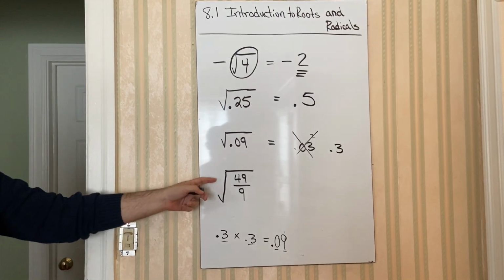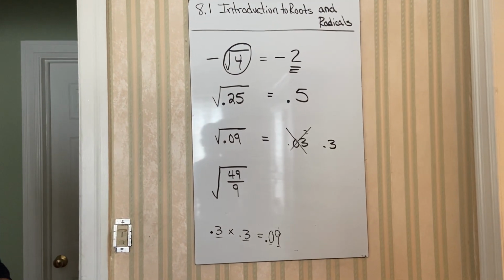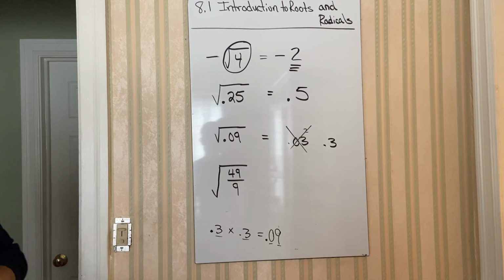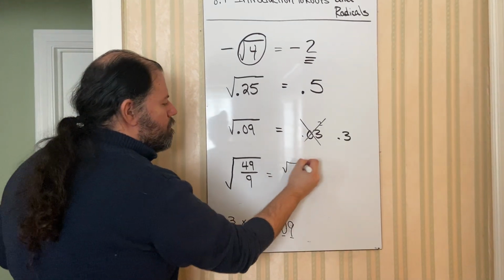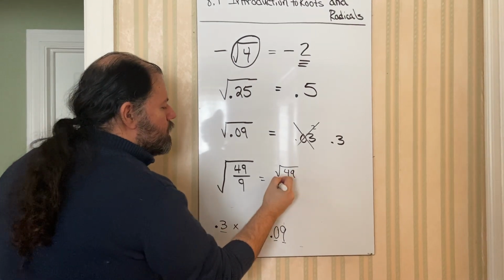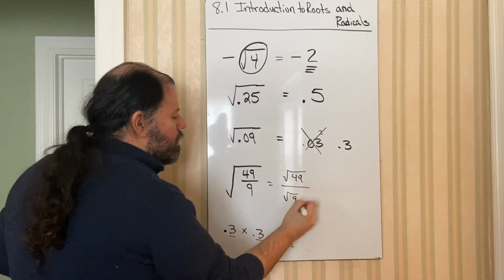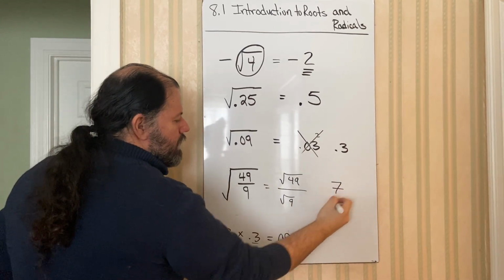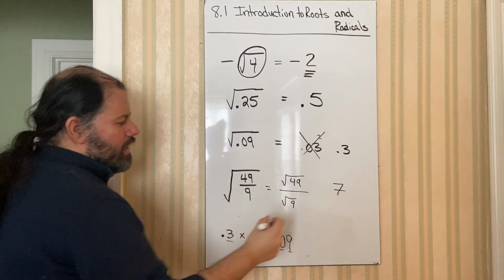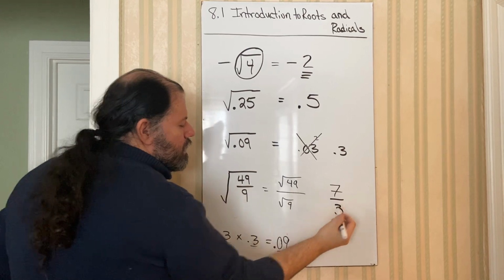And we talked about this. The square root of 49 over 9, even though that is a fraction, when you have a fraction, we can square root the top and then square root the bottom as 2 separate problems. So the square root of 49 is 7. The square root of 9 is 3.